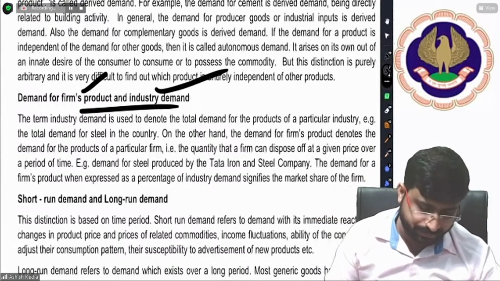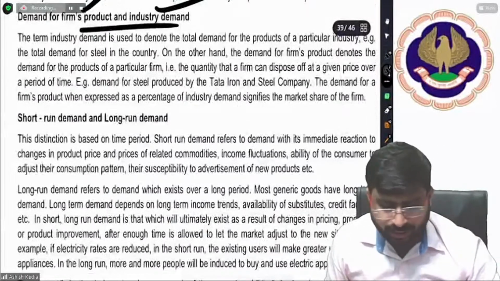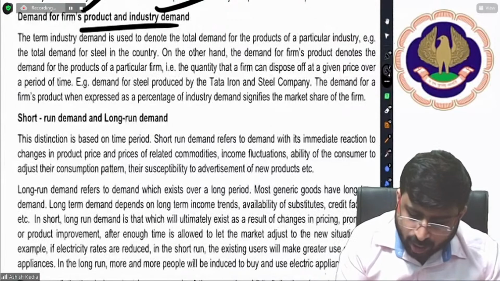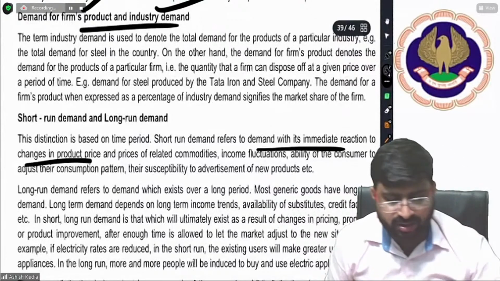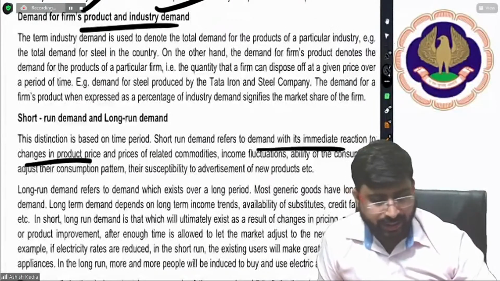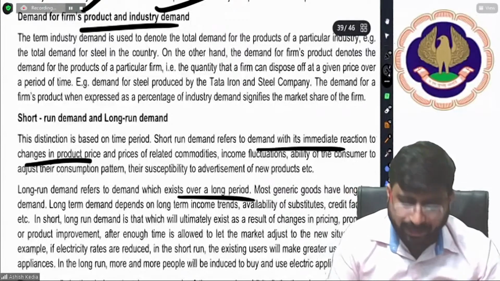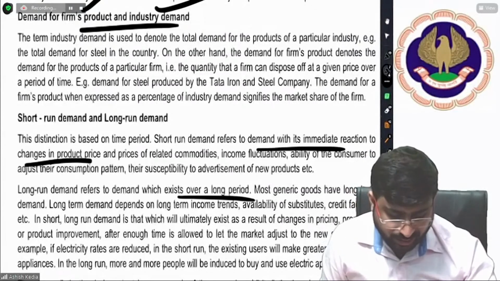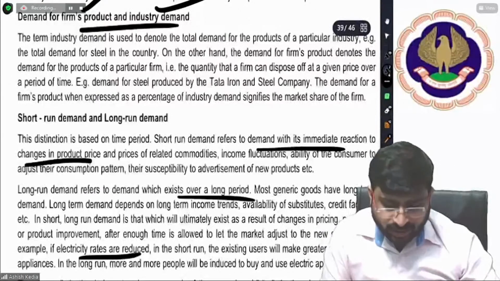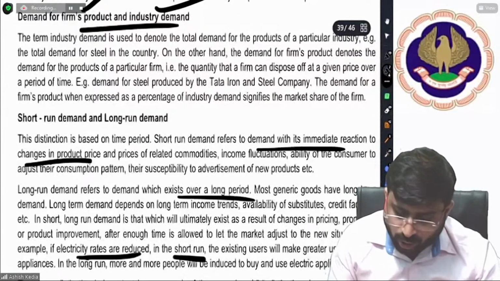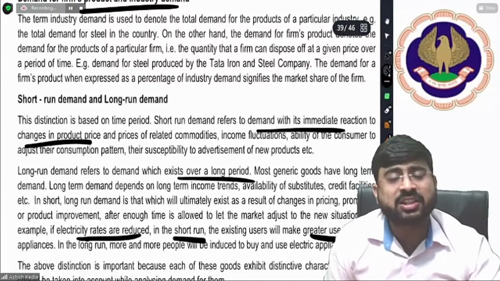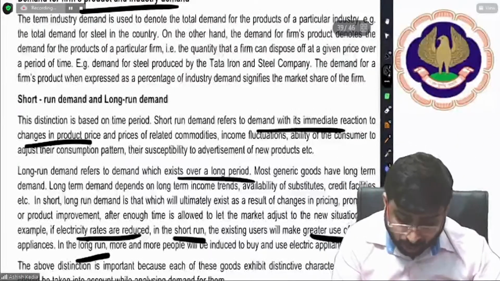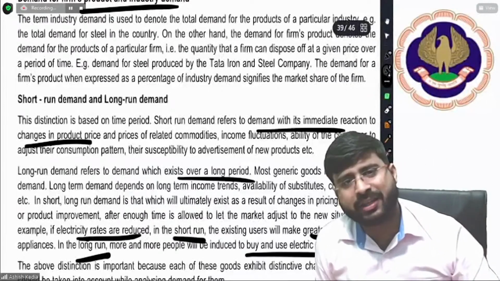Okay, moving on. Short run demand and long run demand. Short run demand refers to demand with its immediate reaction to changes in product price. Long term demand means demand over a long period, where you will need credit facilities, etc. Like if electricity rates are reduced, in the short run the existing consumers will make more use of electricity. But in the long run, people will buy electric appliances.